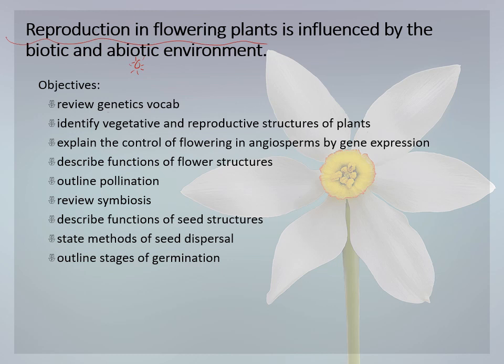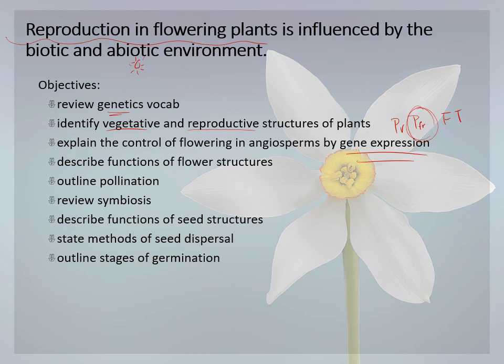So we talked about a little bit of genetics, we talked about vegetative, the indeterminate growth of plants, reproductive structures are determinate growth. We talked about the control of flowering by gene expression. We have phytochrome red and phytochrome far red. We have that flowering time gene. In our short day plants or long night plants, that PFR is going to inhibit flowering. In our long day plants or short night plants, phytochrome far red is going to promote that flowering time gene.